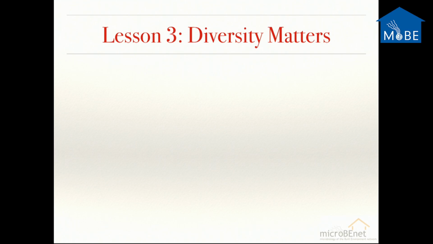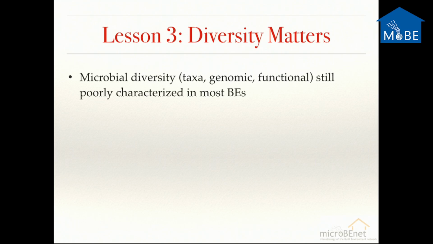Another thing I've learned is that diversity matters. There are many different aspects to this. So microbial diversity, the taxa, the genomes, the functions that are found in microbes, most of them are pretty poorly characterized across the planet, including in the built environment. We've done a lot more work in most environments on bacteria, less work on archaea, fungi, protists, and viruses. There's still an enormous amount we don't know about the diversity of taxa, genomes, functions present in the built environment.